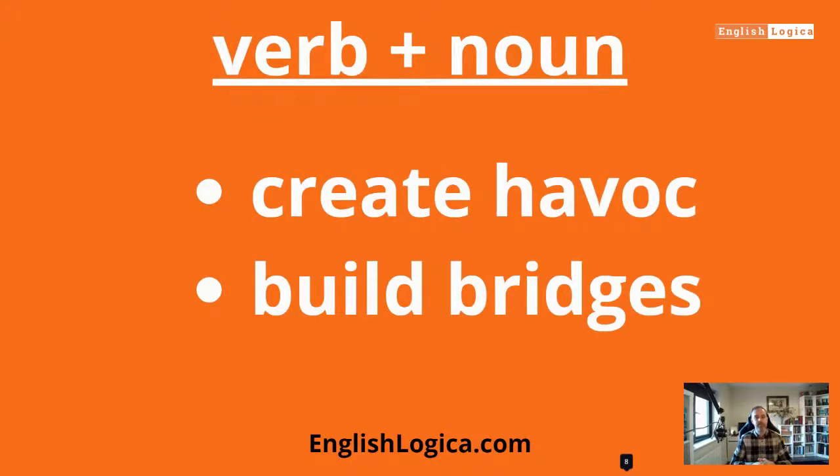So our next group is a verb plus a noun. The first is create havoc. Now, havoc, if you don't know, just means chaos or craziness or everything being disordered. And you wouldn't say make havoc, or you wouldn't say build havoc or do havoc. It's create havoc. Our next verb and noun is build bridges.